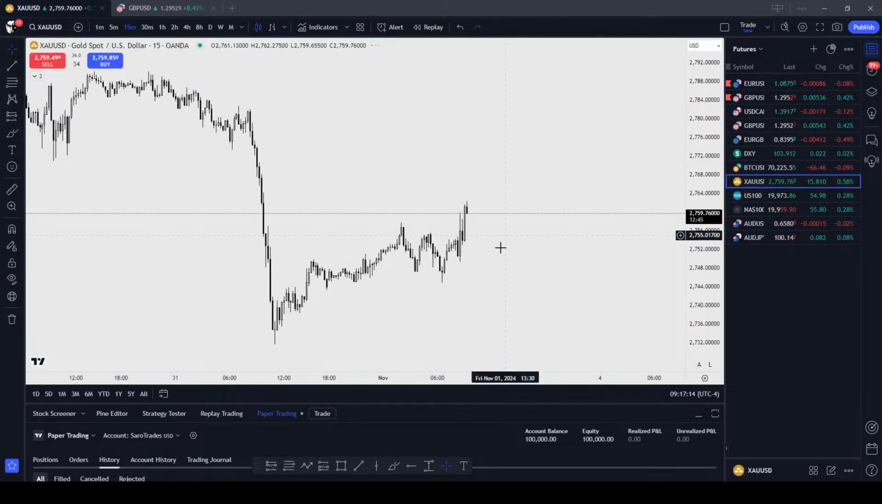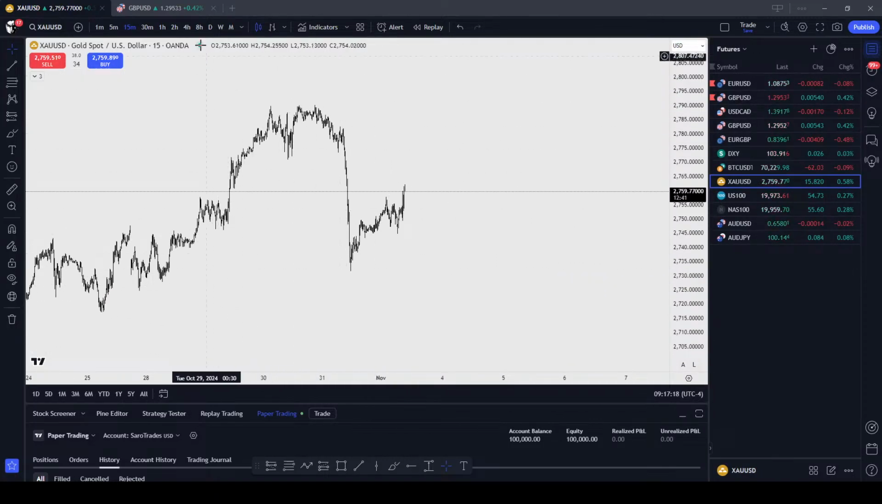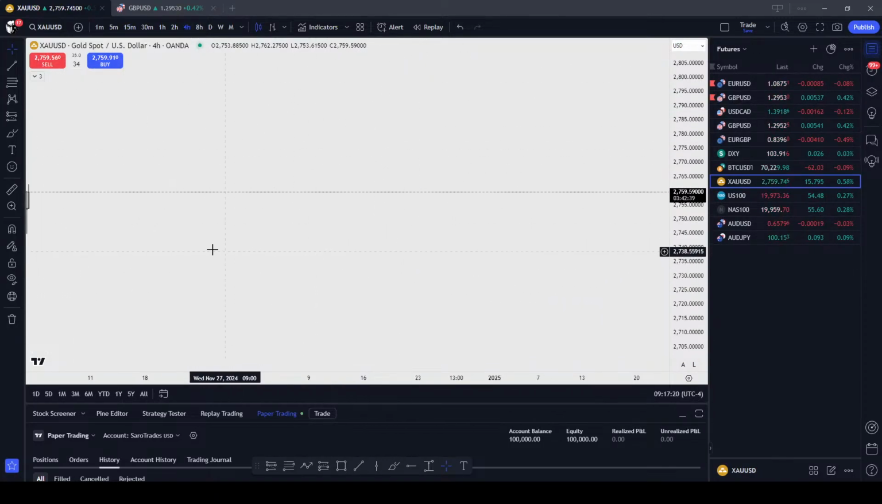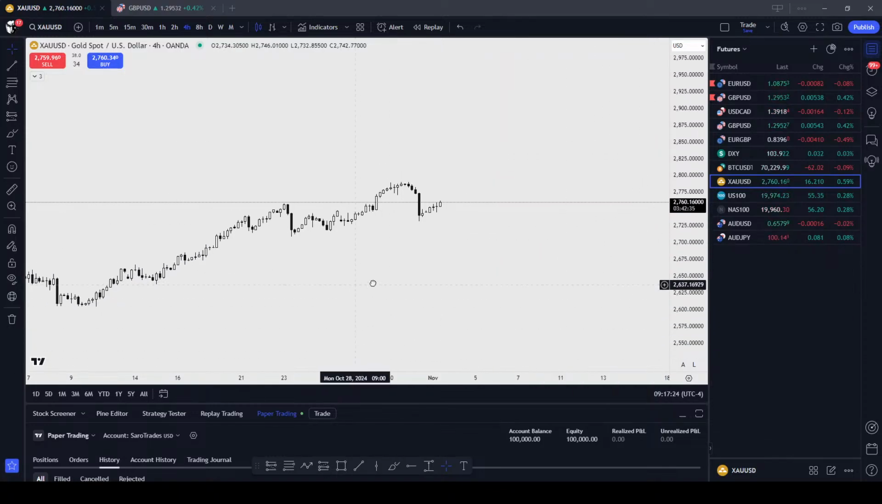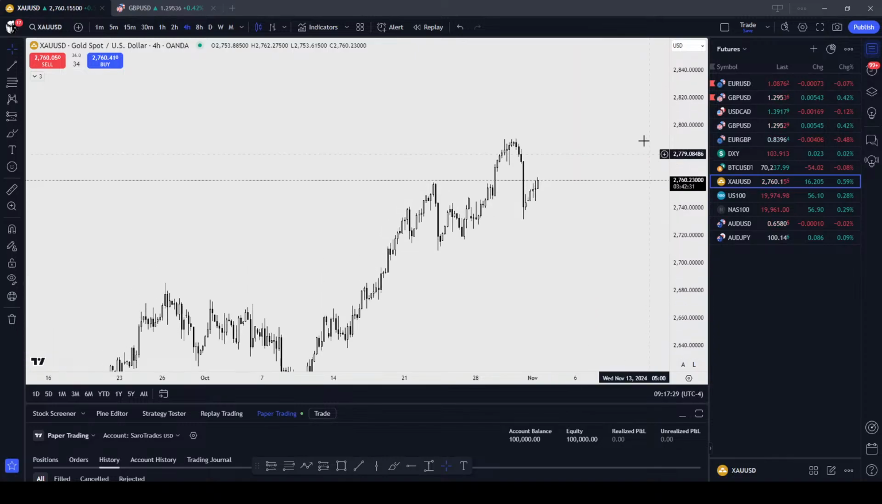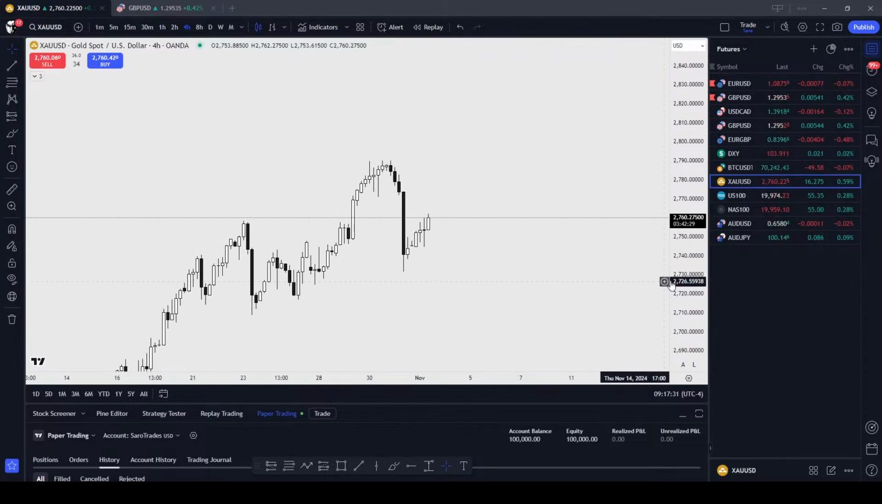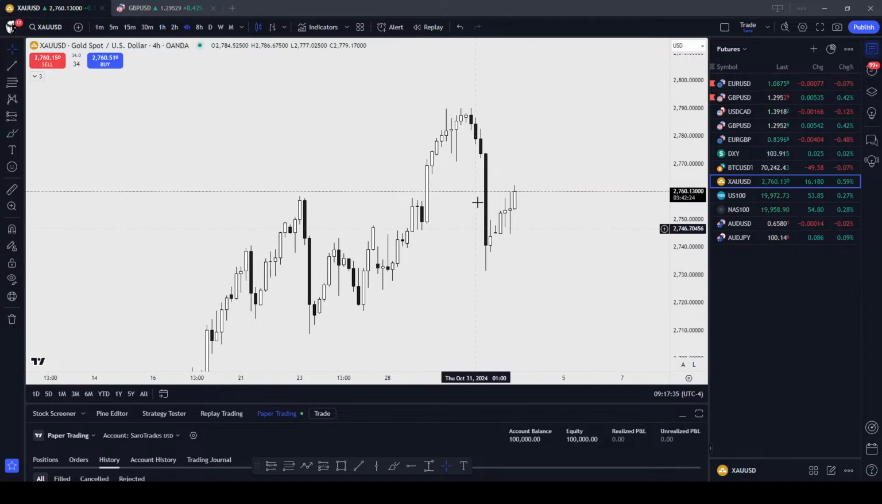Taking a short on gold. I've traded gold before, but I'm just not comfortable with trading gold, to be honest. Not that I can't trade it, but it's just not my best win rate. I prefer to stay out of gold.